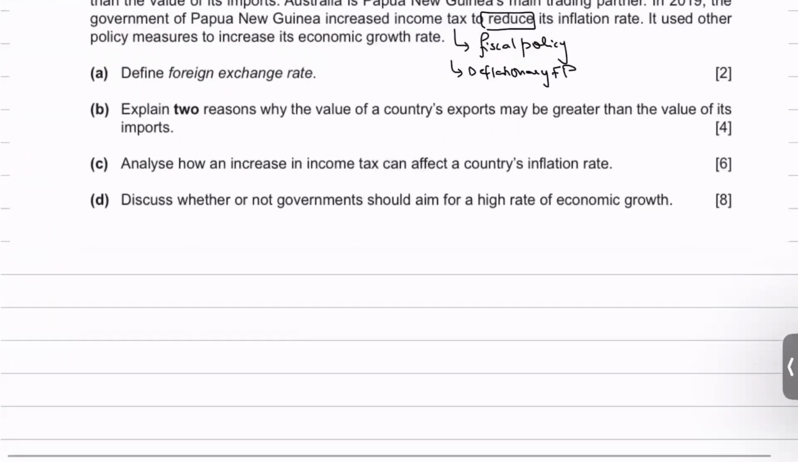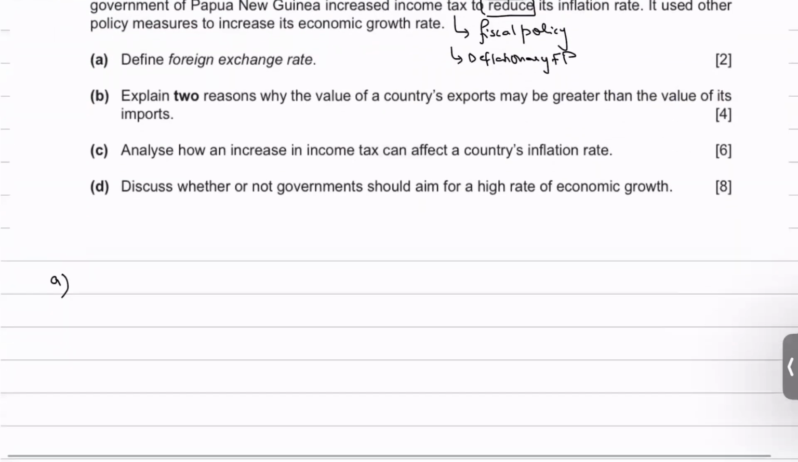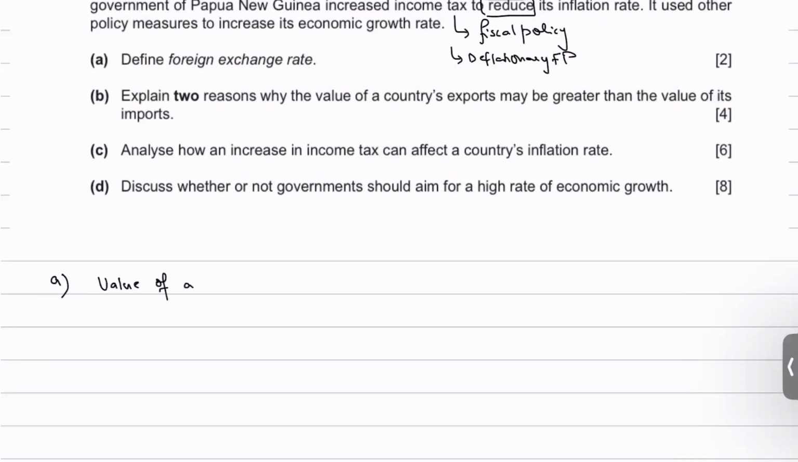The first question part A says define foreign exchange rate. Remember that a definition should not exceed more than two lines. What is foreign exchange rate? It's the rate at which one currency is exchanged with the other currency, and that is it. That's it. There are three type of exchange rate systems. You don't need to tell that. You just need to write that it's the value of a currency that is being exchanged with the other currency, right? So the value of a currency at which one currency is exchanged with the other currency, and that is it.